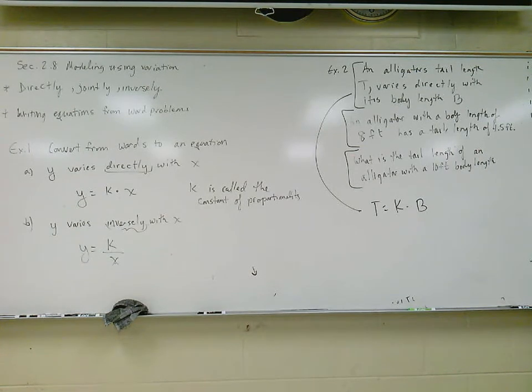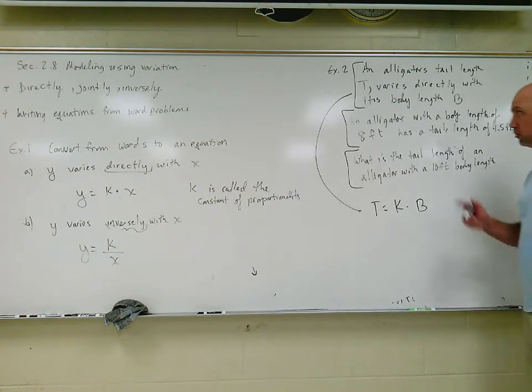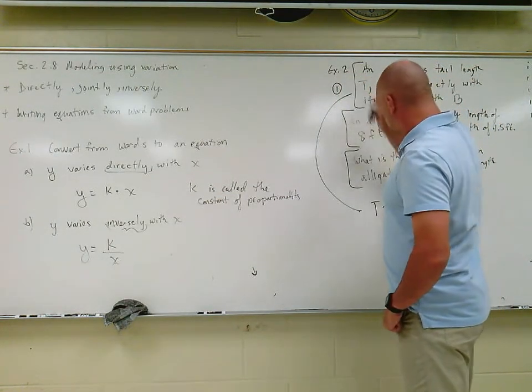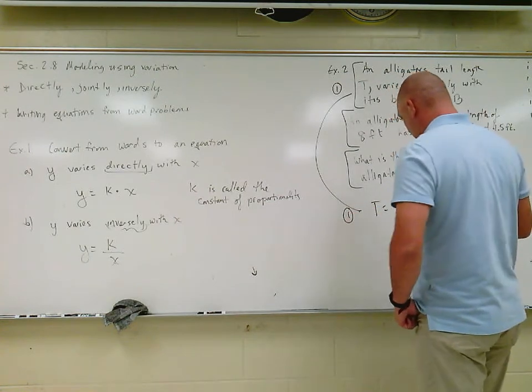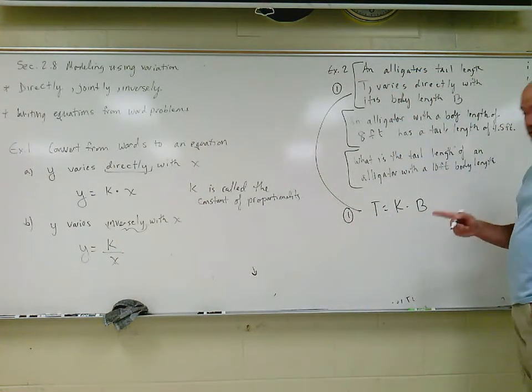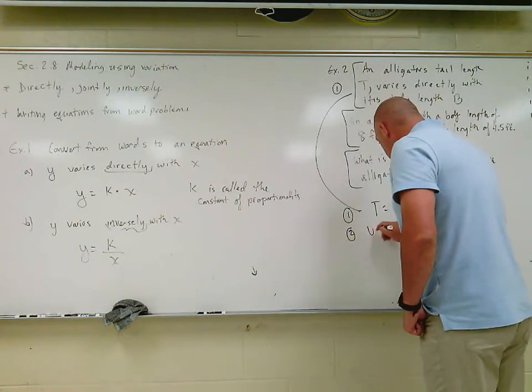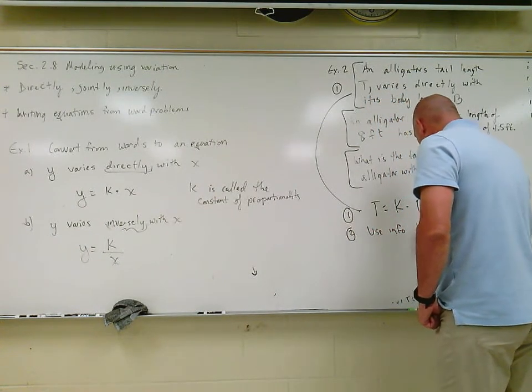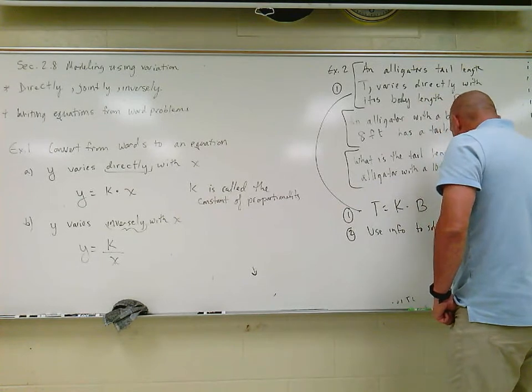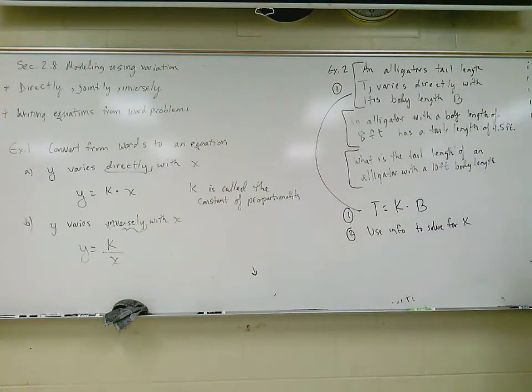All right, so now what? So let's see. An alligator with a body length of 8 feet has a tail length of 4.5 feet. So now, what do you think this is used for? To find K. So the next thing we're going to do, so step 1, what did we do? We write the equation, whatever it is, just going from words to letters. Step 2, use info in the problem to solve for K, because you need to find that constant. It's how those 2 variables are connected.